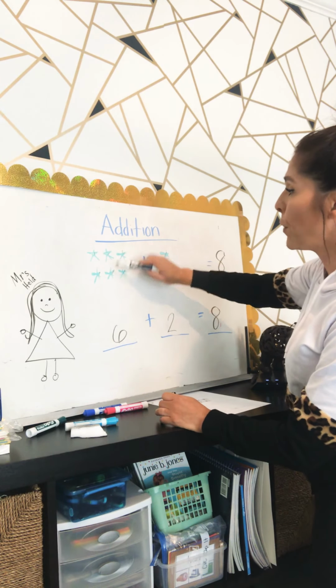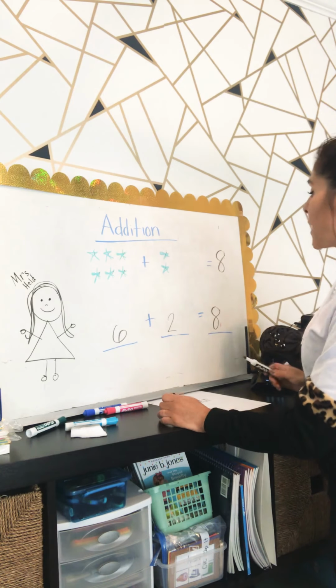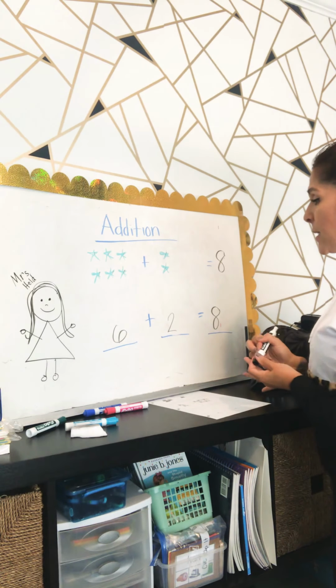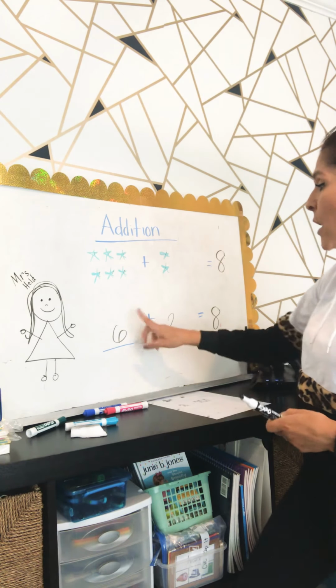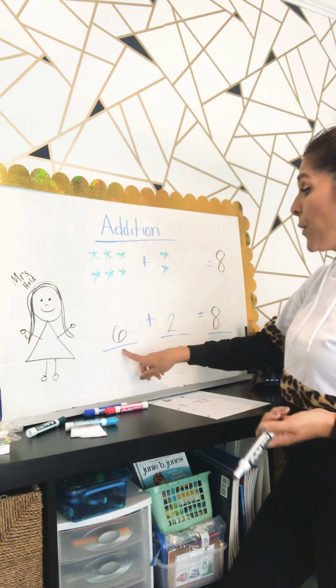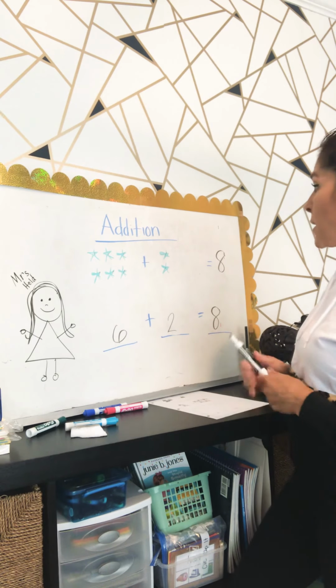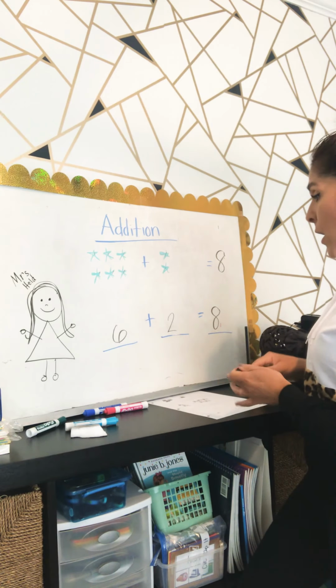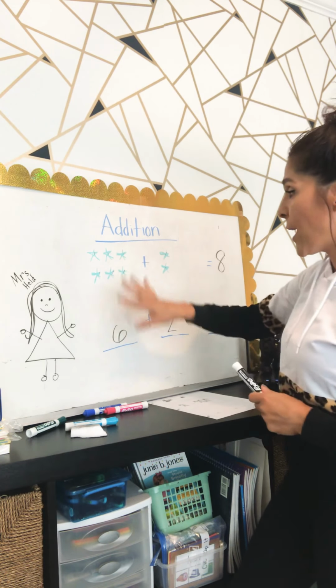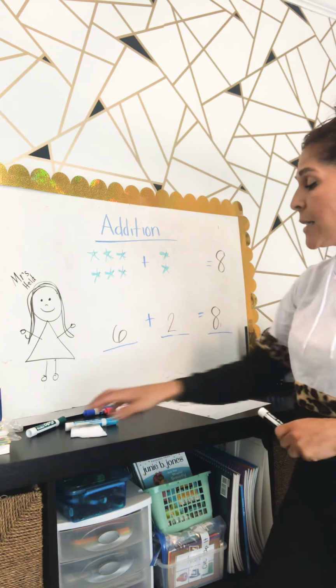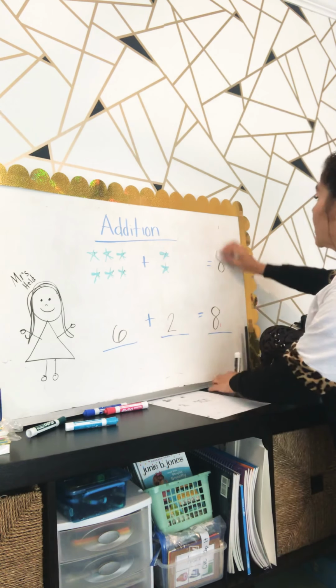1, 2, 3, 4, 5, 6, 7, 8. And they should be able to read the number sentences. This is something else that we review in class. So they would point to it and they would be able to read as I pointed. They would say 6 plus 2 equals 8. Okay. Looking at the pictures and showing the number sentence is one skill. This is the next skill with the addition.